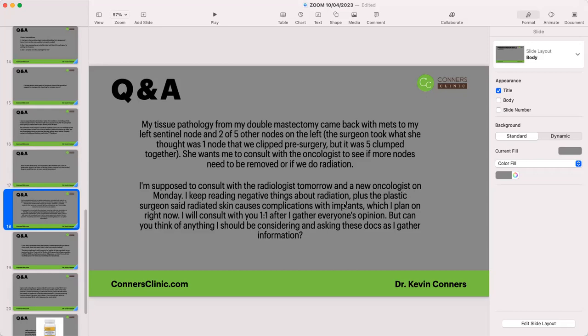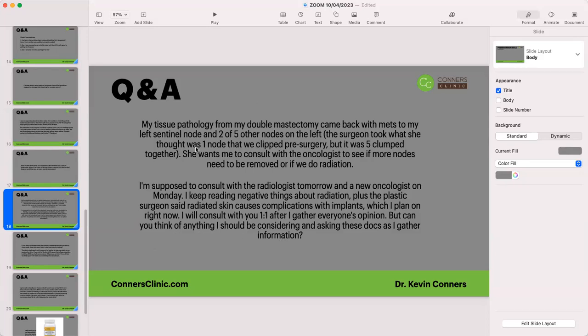I keep reading negative things about radiation. Plus, the plastic surgeon said radiated skin causes complications with implants, which I plan on right now. I will consult with you one-on-one after I gather some more information. But can you think of anything I should be considering and asking these docs as I gather information?